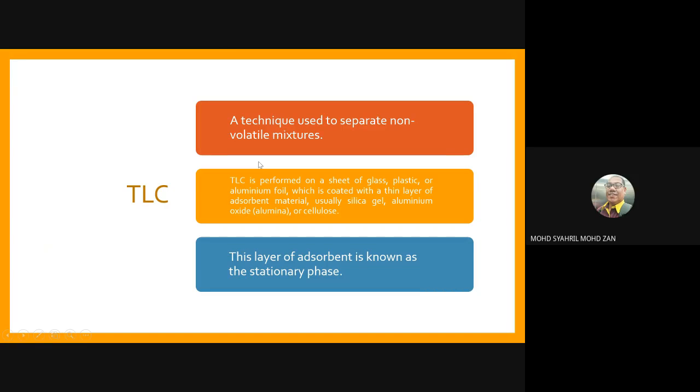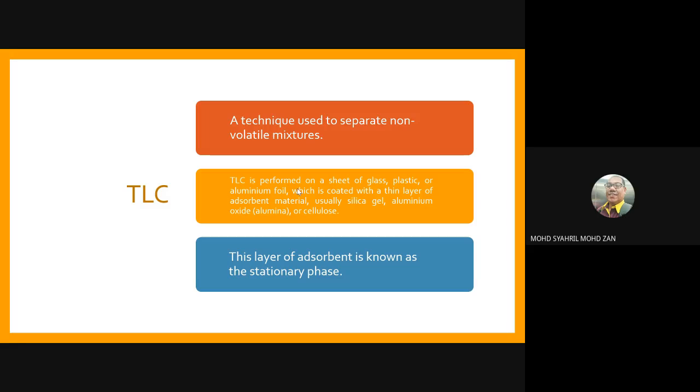So what does TLC consist of? Number one, we have what we call a sheet of glass, plastic, or aluminum foil. So TLC can be performed on any sheet, for example glass. Number two is plastic, or aluminum foil. So there are three types of TLC sheets we can use: glass, plastic, or aluminum foil.